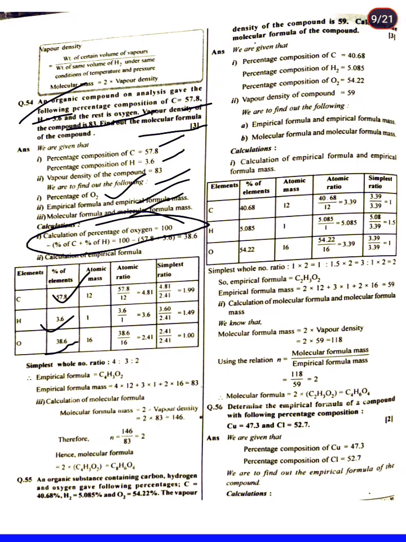Again same steps from the table of empirical formula: atomic mass of carbon is 12, 1 for hydrogen and 16 for oxygen, and the atomic ratio can be calculated by dividing the percentage of the element by the atomic mass। ठीक है, so we will get values 4.81, 3.6 and 2.41। So the simplest ratio can be calculated by dividing all the terms by the smallest ratio, so we will get 1.99, 1.49 and 1.